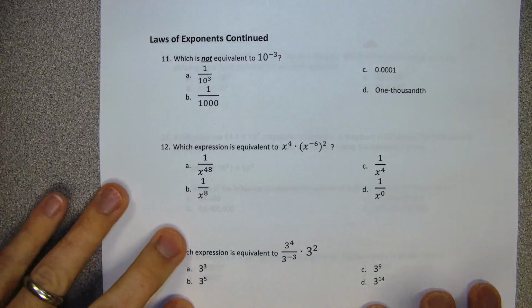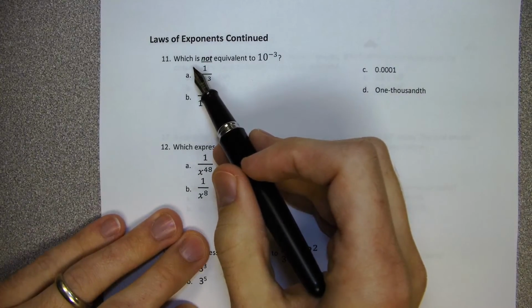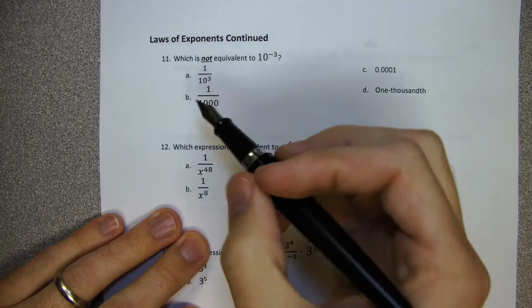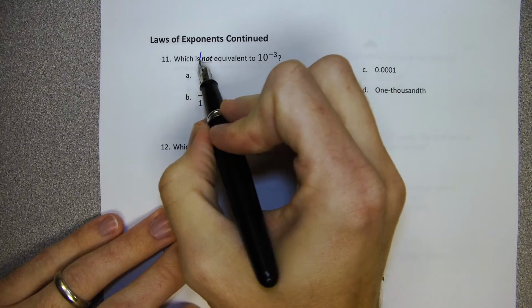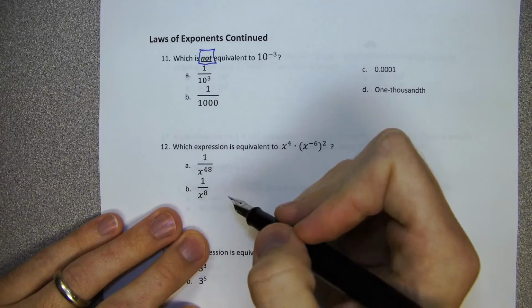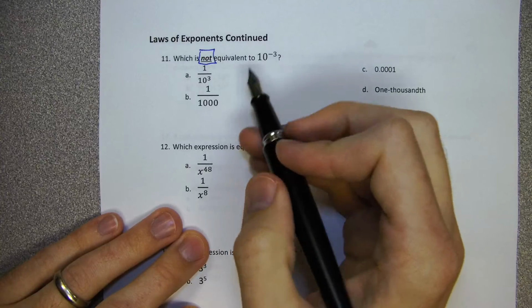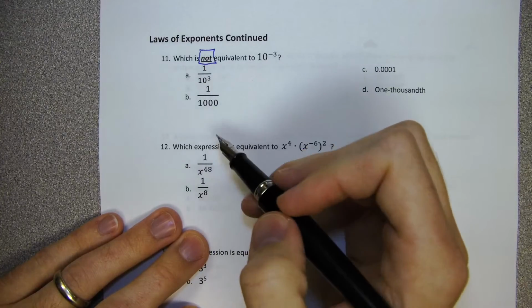Laws of exponents continued. Goodness gracious, how many more do we have? All right, now I didn't like questions like this as a kid, but as a teacher I sure do like them because they mess you all up. Which is not equivalent to this? So in other words, let's look for all of the ones that are equivalent and mark them out because I want the one that is not equivalent.